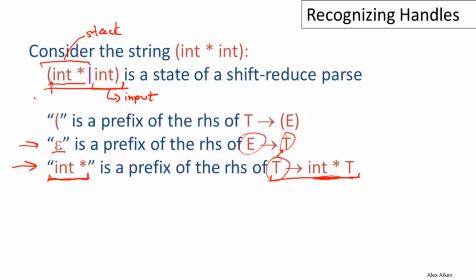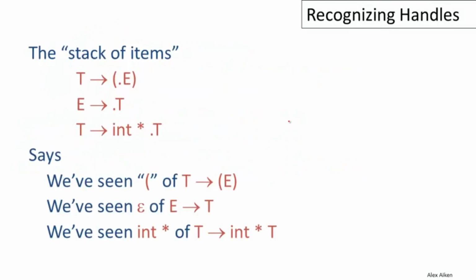And currently, of course, there's not a T there at all. So we've only seen epsilon. We've seen none of the prefix of this production on the stack. And then for the last production, the one deepest in the stack, we've currently seen an open paren, and we think we're working on this production. T goes to open paren, E close paren. All right, and so when this E is produced, that will extend this right-hand side.